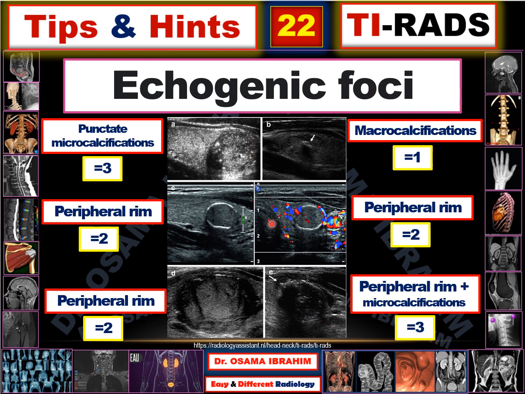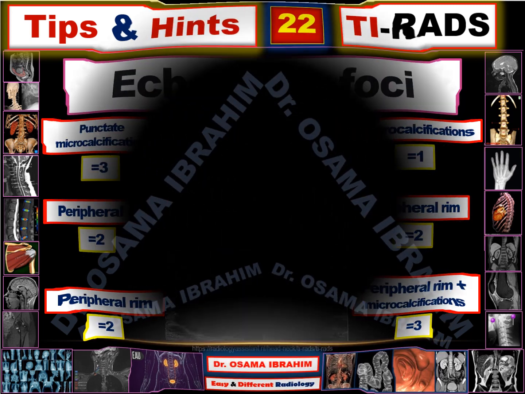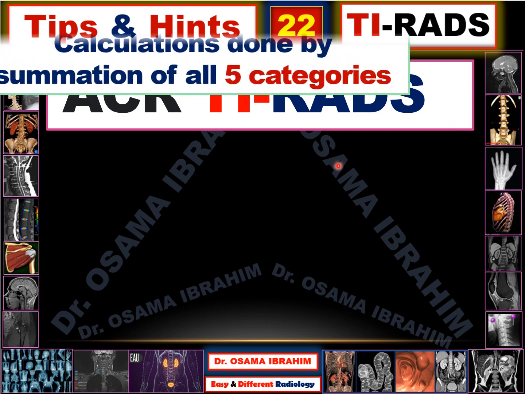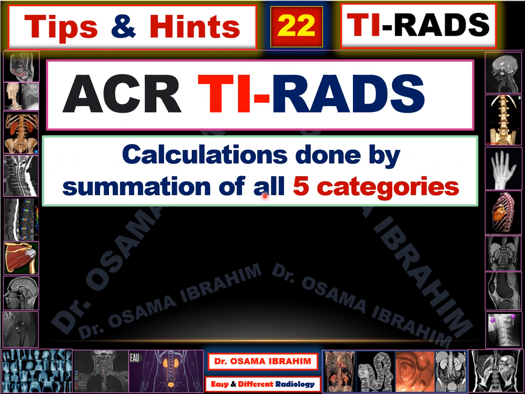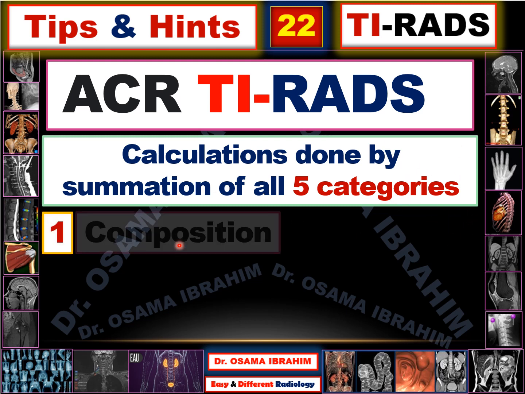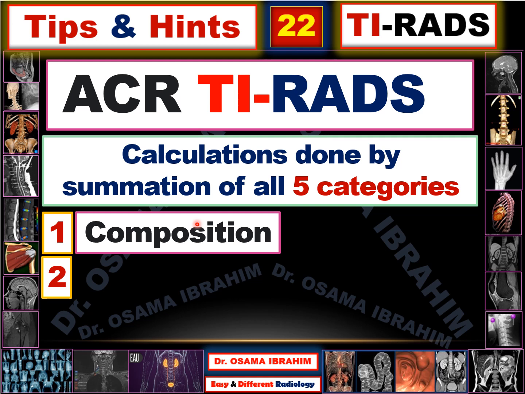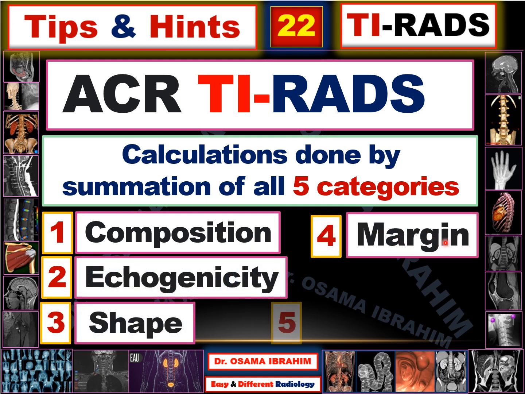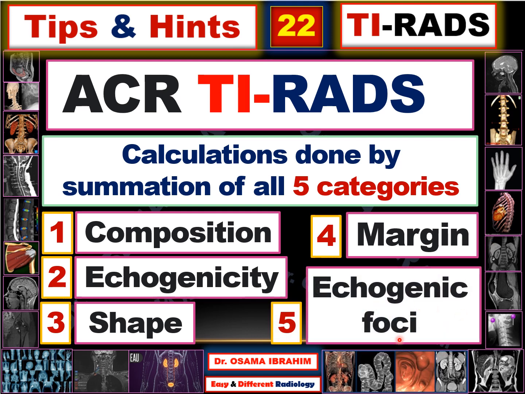So this is the echogenic foci. How can we calculate the scoring of the echogenic foci to form the TI-RADS at the end? ACR TI-RADS calculation is done by the summation of all 5 categories, the previous categories which I described. These categories are composition, echogenicity, shape, and margins, and number 5 is echogenic foci. After making a score for each one, the summation of them makes the TI-RADS.